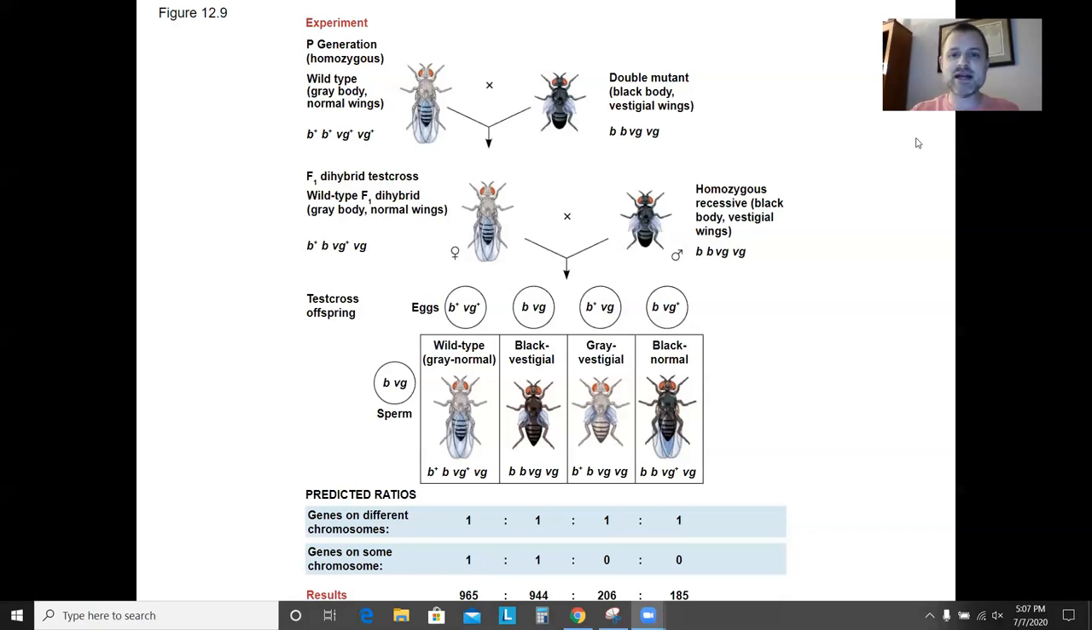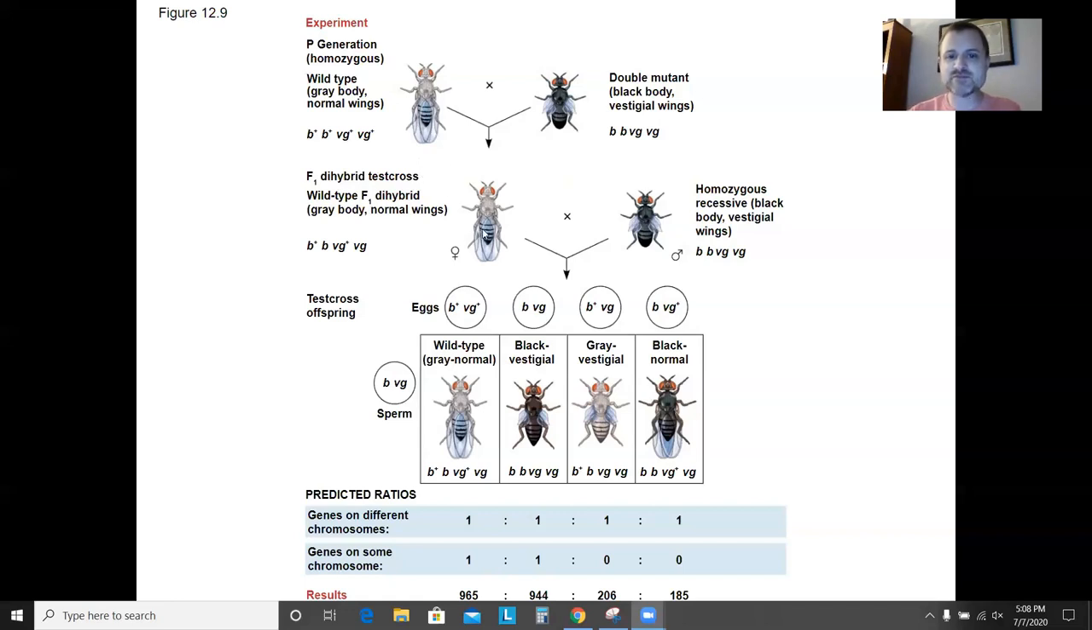We're going to do a dihybrid cross between a fly that has a gray body and normal wings, and those are dominant, the wild type, with a fly that has a black body and vestigial wings. Vestigial wings are kind of shriveled. It's a mutation, it's recessive, the fly can't really fly. So this is double dominant and this is double recessive. One parent is gray and normal, one parent is black and vestigial.